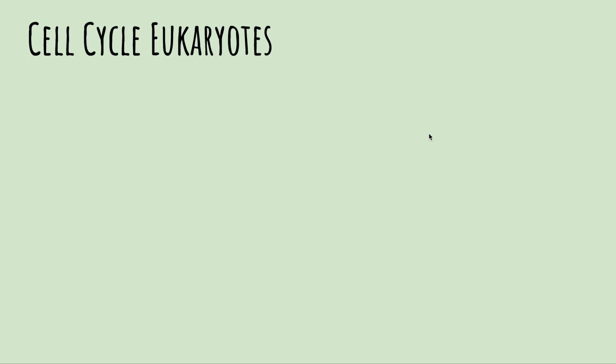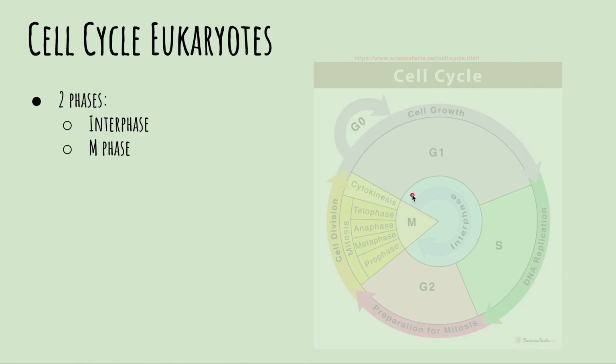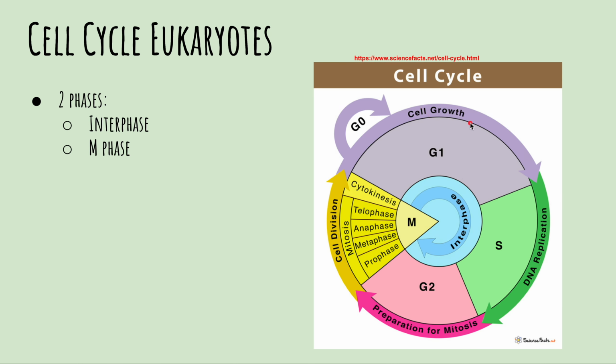Alright, so let's get into the cell cycle in eukaryotes. The cell cycle in eukaryotes has two phases, interphase and M phase. And here's a diagram to show you. This whole phase right here is called interphase, as it says right here. This is where a cell spends the majority of its life, in interphase.